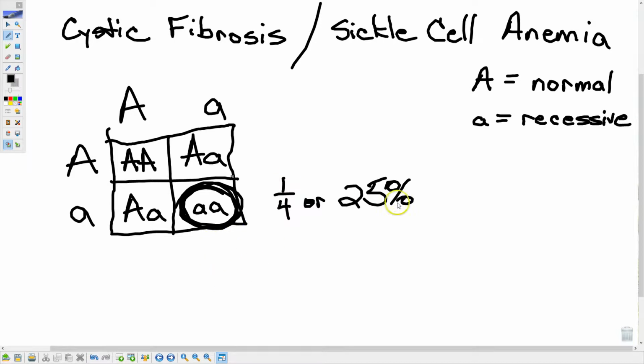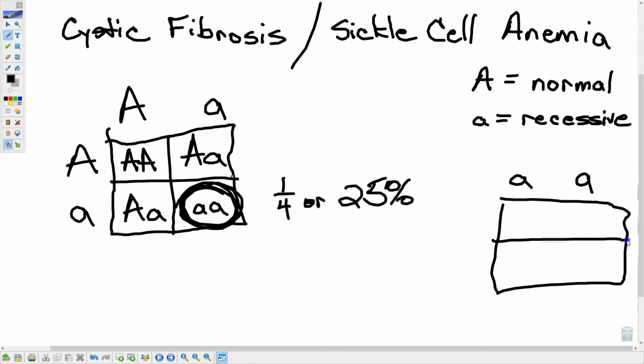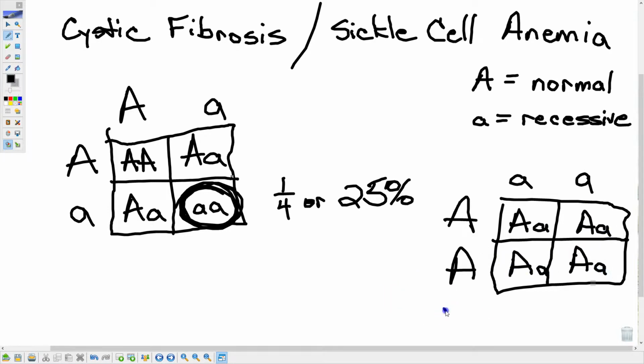But now let's look at somebody who has cystic fibrosis. Little a, little a. Let's say they cross with somebody that isn't even a carrier. They would have no chance of having a child that has this disease. None. Because every one of their children would be a carrier of it, but they won't ever have it.